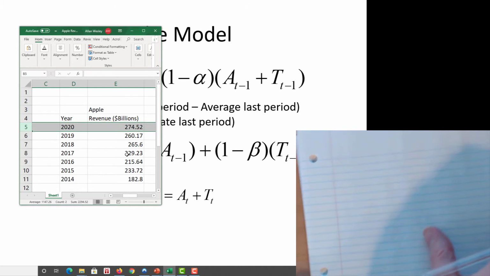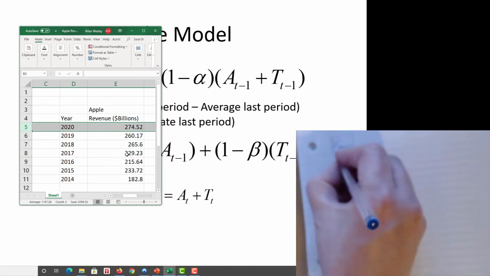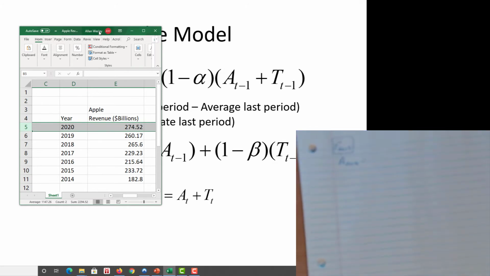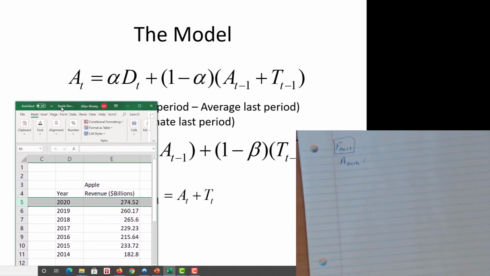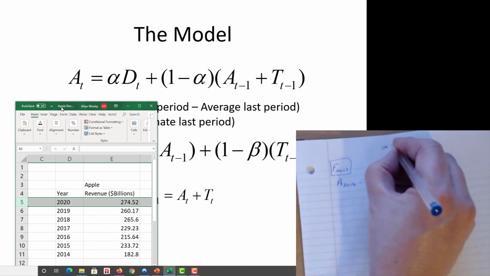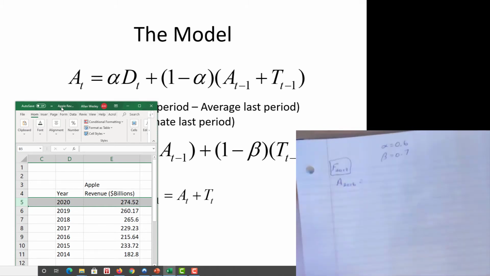Okay, so now we move on. We're going to forecast 2017. Forecast 2017 is our next task, and so I need the average for 2016. Now I get to roll with the formulas. I'm going to assume initially an alpha of 0.6 and a beta of 0.7. This is just my initial judgment. We'll learn how to use Solver in order to come up with mathematically optimal alphas and betas.